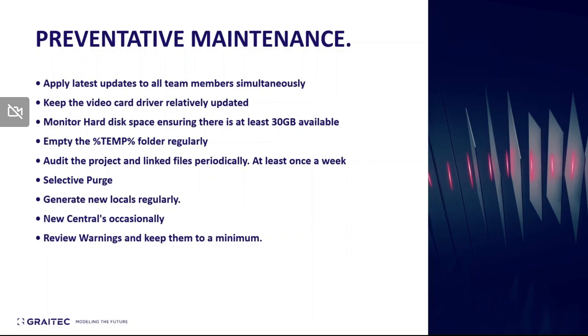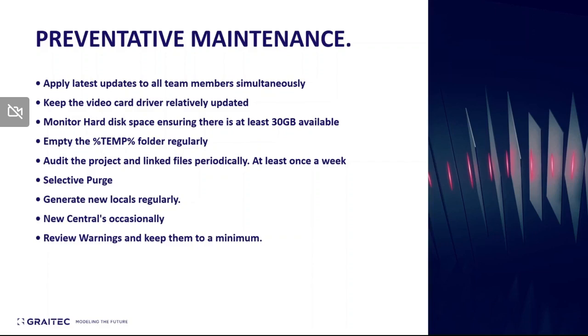Audit your project and any links periodically, maybe at least once a week. The audit command in Revit allows Revit to interrogate the integrity of the project, and if it can detect any problems, it will potentially resolve them before they become a bigger problem. Likewise, consider using selective purge on a regular basis. The more efficient your file is, the more trim your Revit projects are, the less likely a problem is to occur. If you're using worksharing, generate new local files on a regular basis. Keep the links fresh. Again, occasionally generate new central files for the same reason.